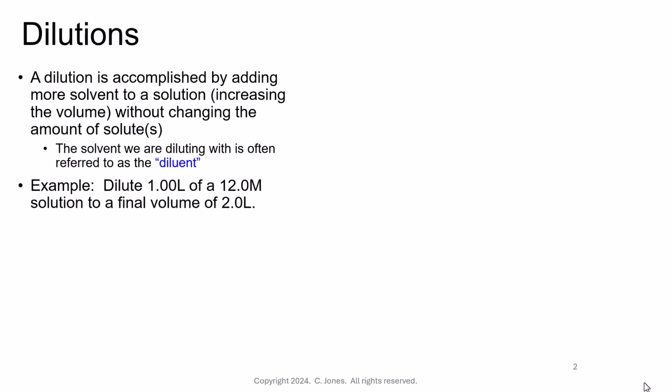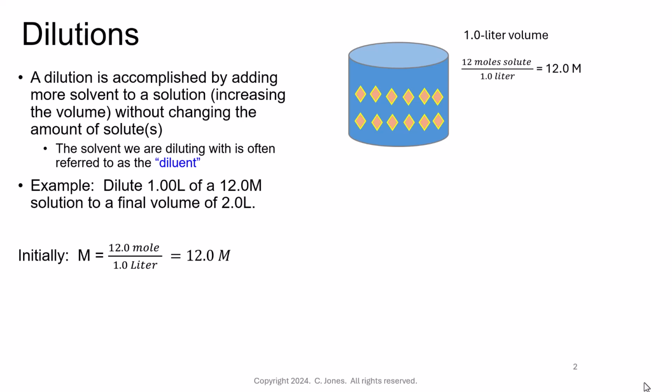Let's work our way through a dilution example as a thought process. Dilute 1.00 liters of a 12.0 molar solution to a final volume of 2.0 liters. Molarity is 12.0 moles per 1 liter, which gives us the 12 molar solution. In the image, the cylinder represents a 1 liter volume, and in that 1 liter there are 12 moles of solute, each mole represented by a diamond. Remember, each diamond is 6.022 times 10 to the 23rd molecules. So 12 moles in 1 liter gives us a 12 molar solution.